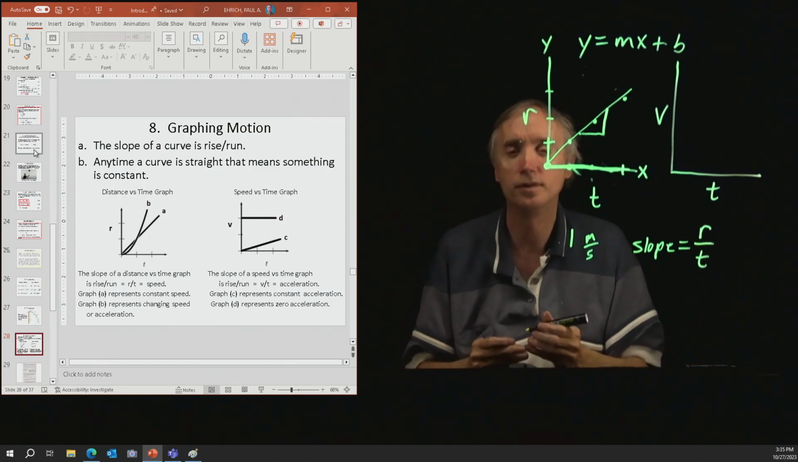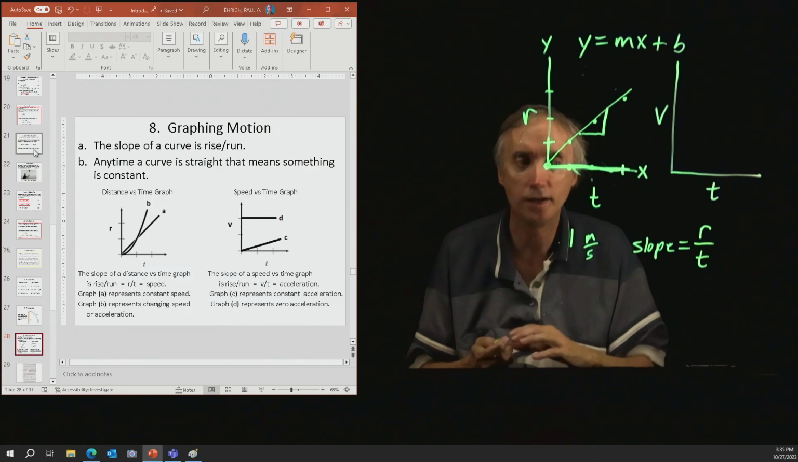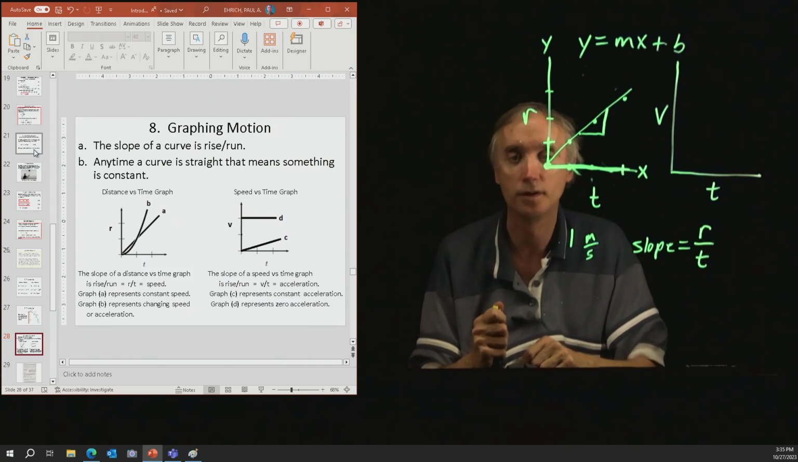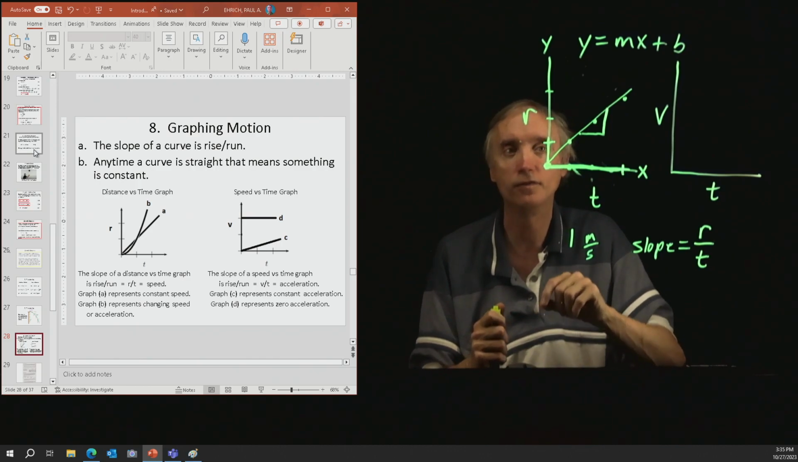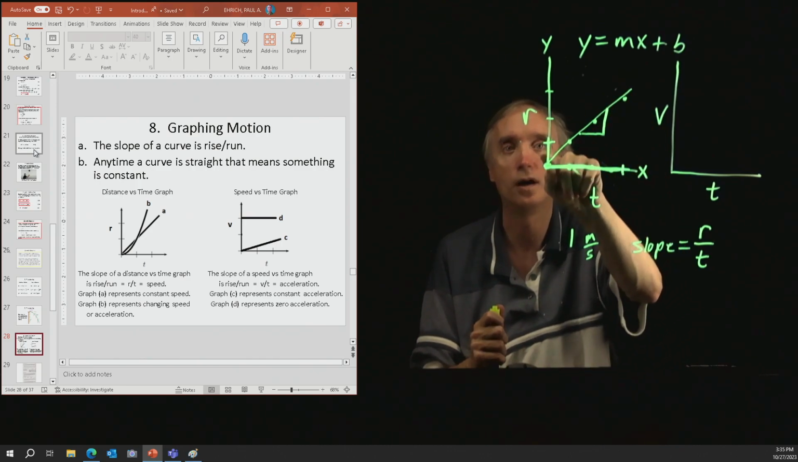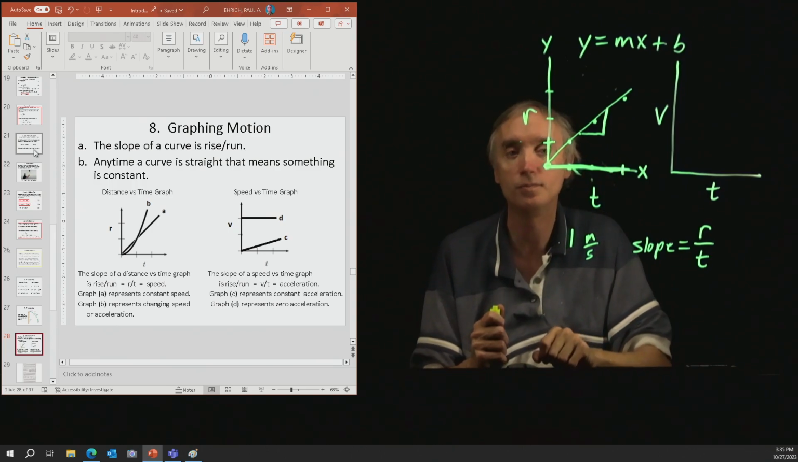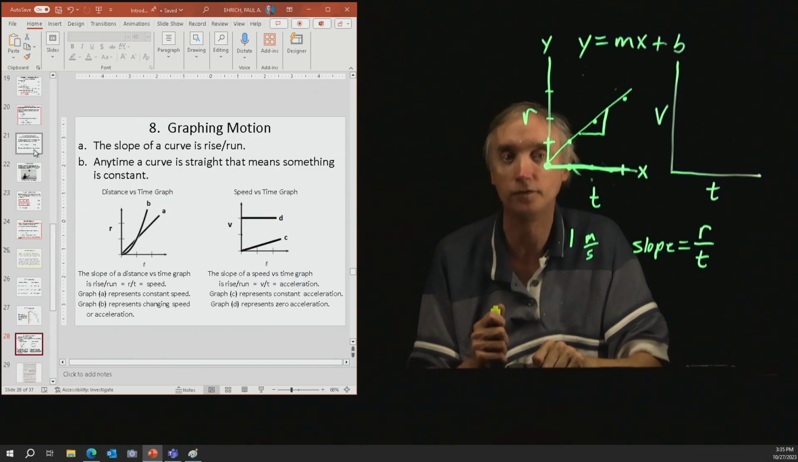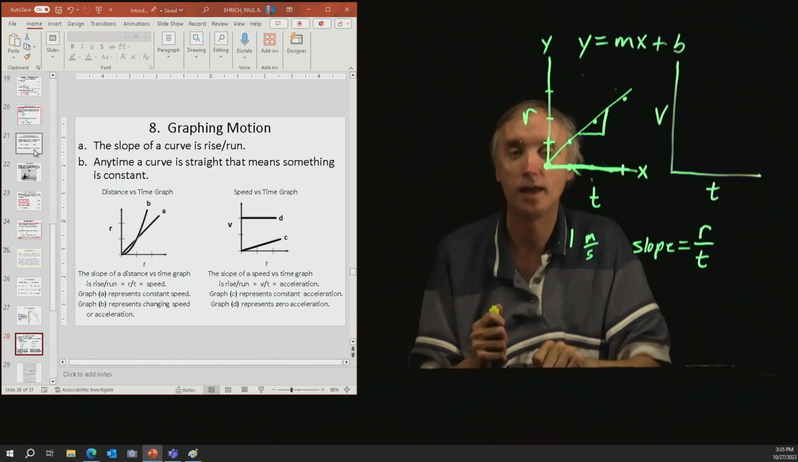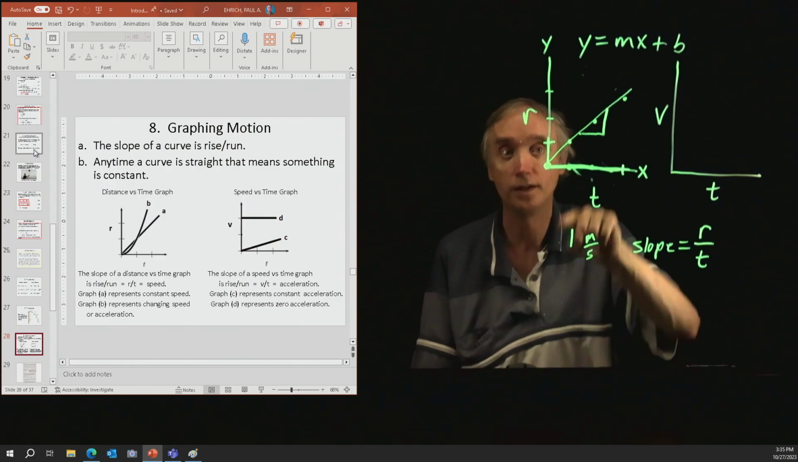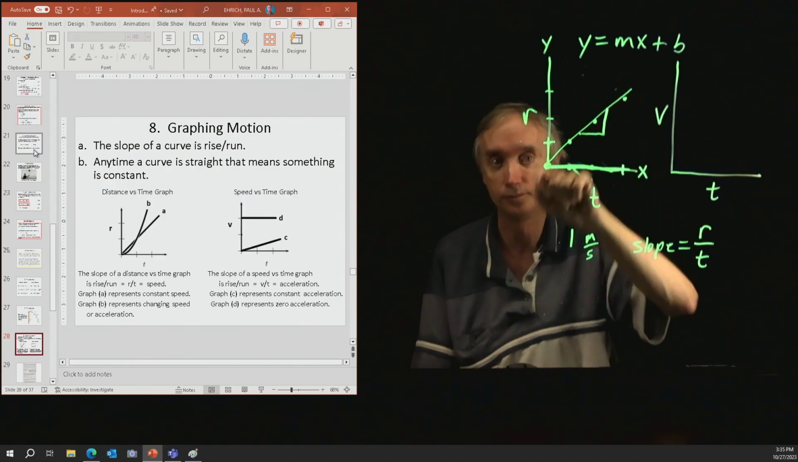So did we learn anything today about what distance over time is? What was that called? Speed. So therefore the slope of a distance versus time graph is going to be the speed of the object. And if it is going at a constant speed, it's a straight line.